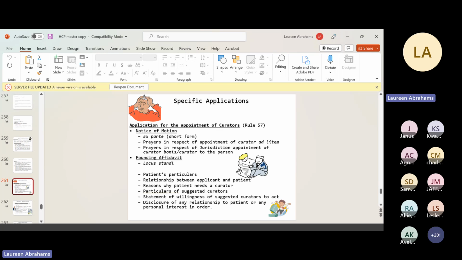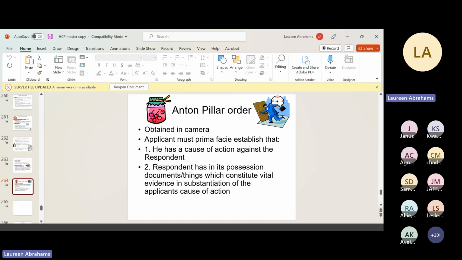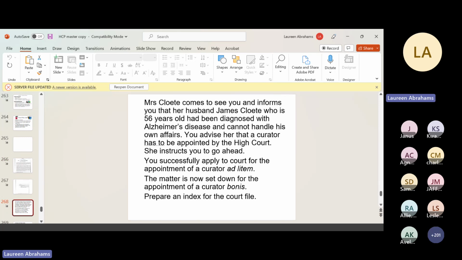Right, we did this application, the appointment of a curator ad litem. You can just look again at these pictures and all of that. Anton Piller, I've just explained because somebody asked something about it, so we've already done that.